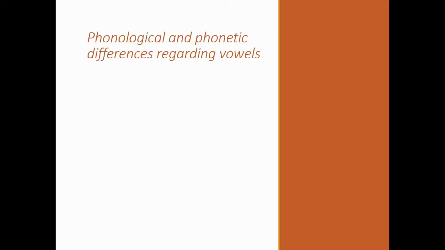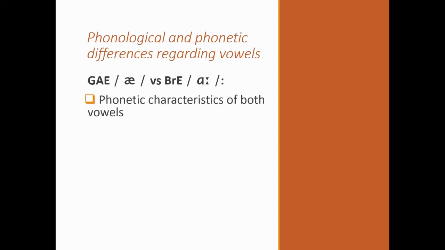So we're going to start directly with the phonological and phonetic differences regarding vowels. And probably one of the most typical cases is, as we're going to see in the phonetic characteristics of both vowels, that words that are usually pronounced with the back vowel "r" in British English are pronounced with the front neutral vowel "a" in General American English.